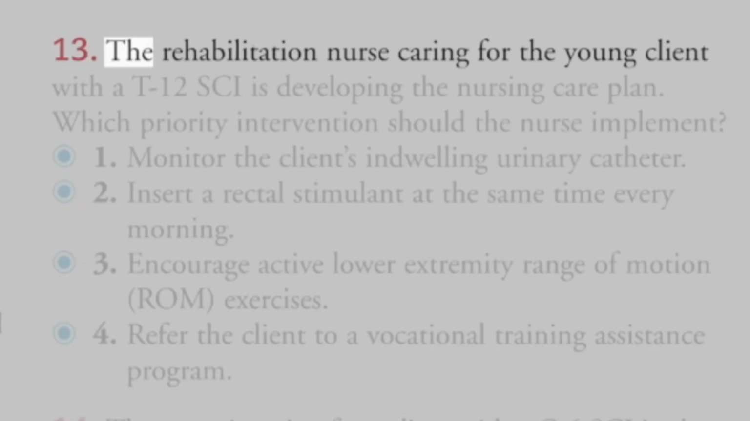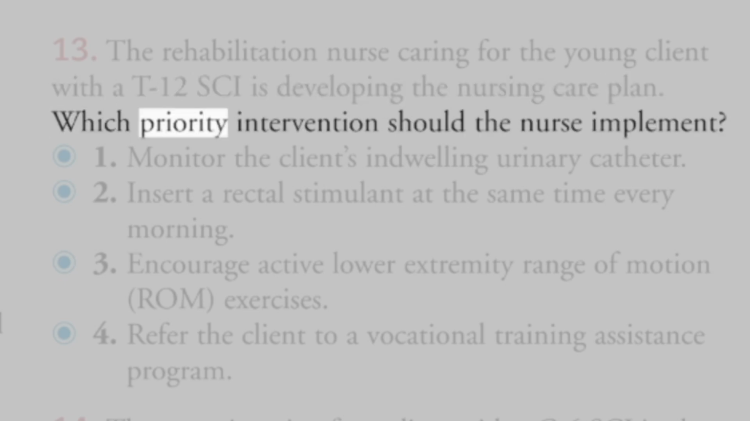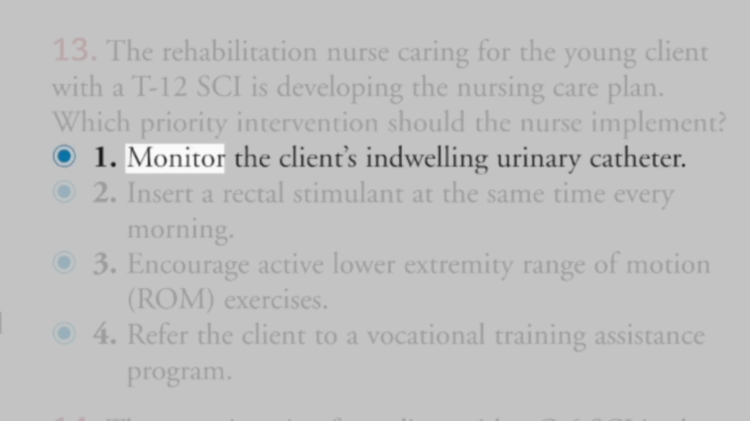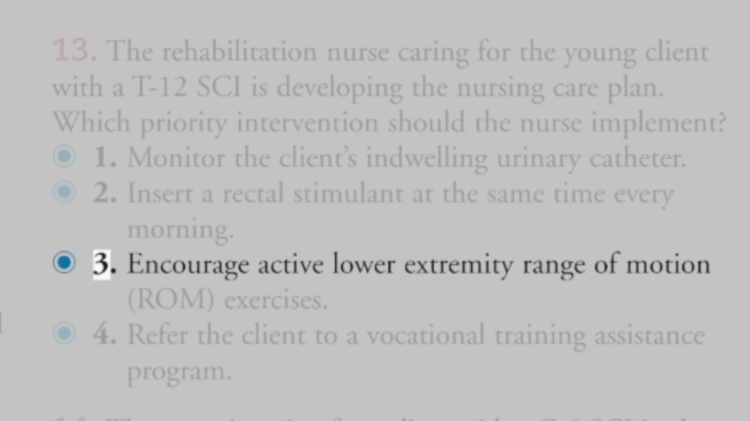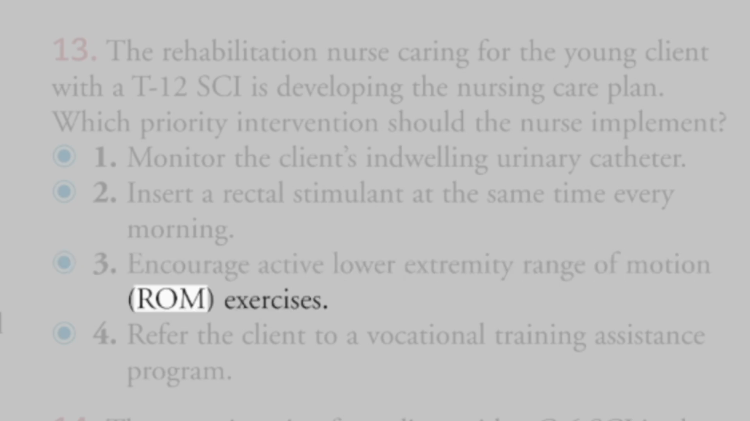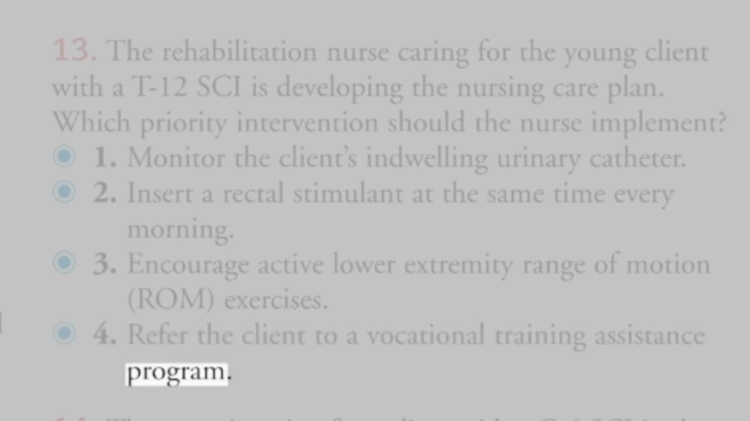13. The rehabilitation nurse caring for the young client with a T12 SCI is developing the nursing care plan. Which priority intervention should the nurse implement? 1. Monitor the client's indwelling urinary catheter. 2. Insert a rectal stimulant at the same time every morning. 3. Encourage active lower extremity range of motion, ROM, exercises. 4. Refer the client to a vocational training assistance program.